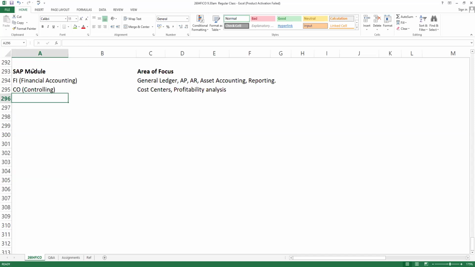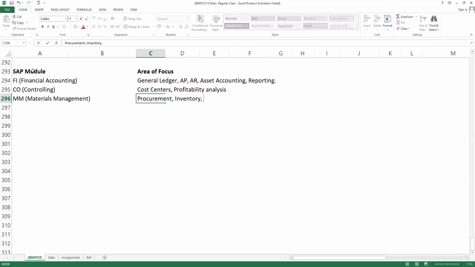The other module is Materials Management. These people deal with procurement, inventory, vendor management. See, here there is a catch again. What is this vendor management here? You need to remember one thing.